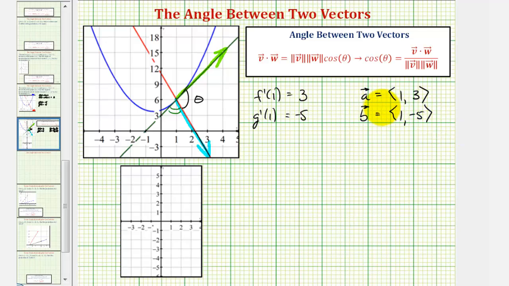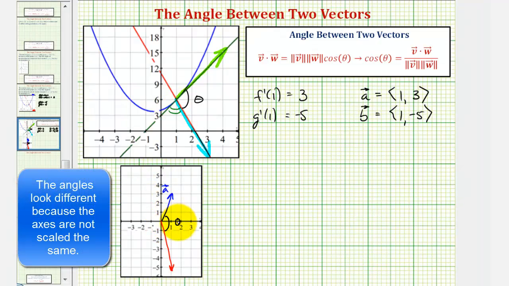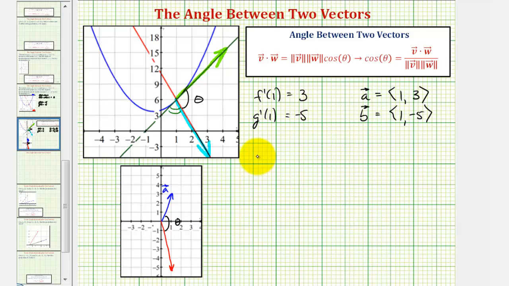Let's take a moment and sketch these two vectors with their initial points at the origin on this coordinate plane here. Vector A would be this vector here, and vector B would be this vector here. So the angle between these two vectors, this angle here, this theta, is the same angle theta we see in this graph. Let's go ahead and find that angle. Cosine theta would be equal to the dot product of vector A and B divided by the product of their magnitudes.